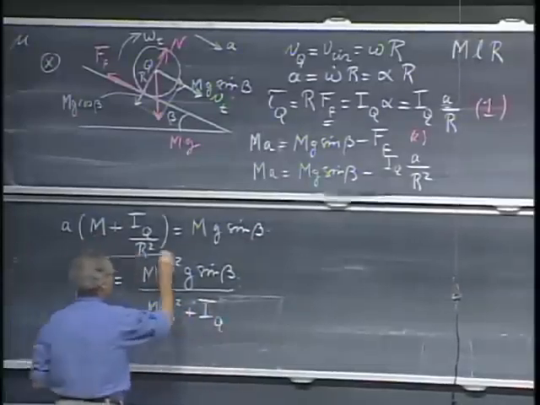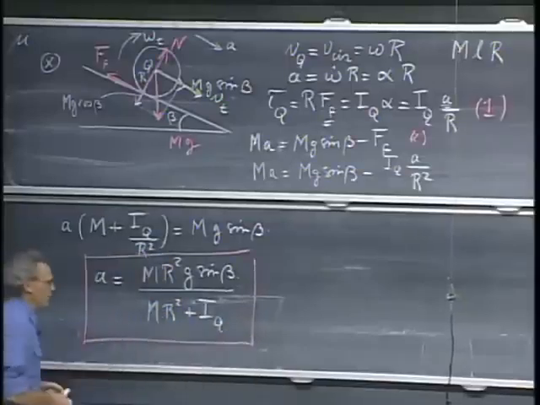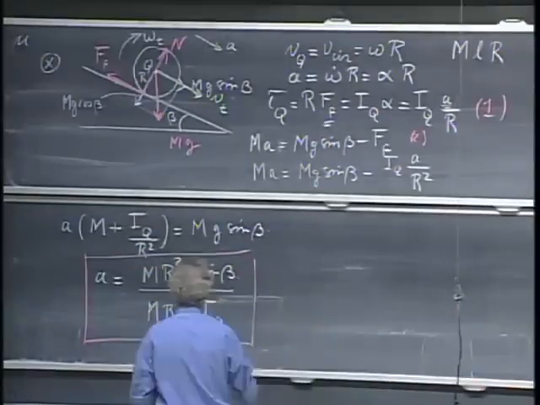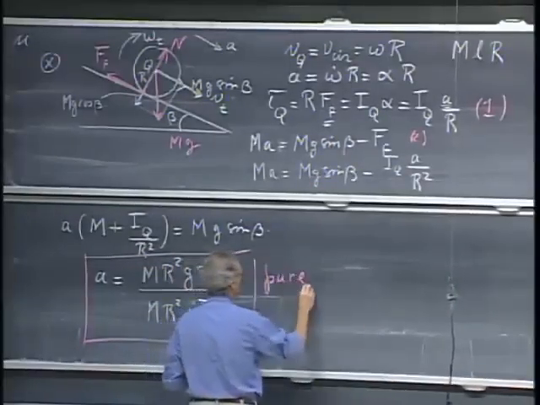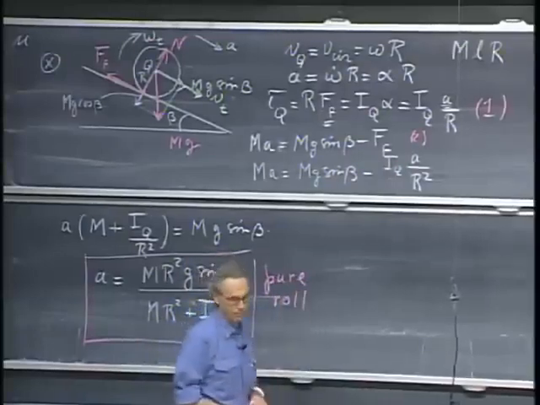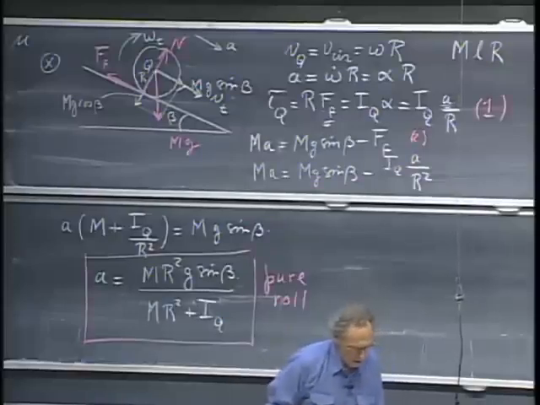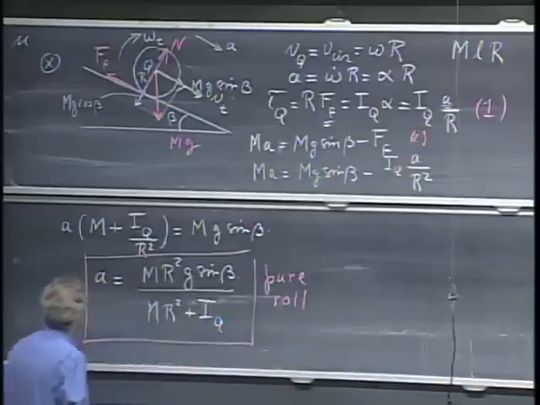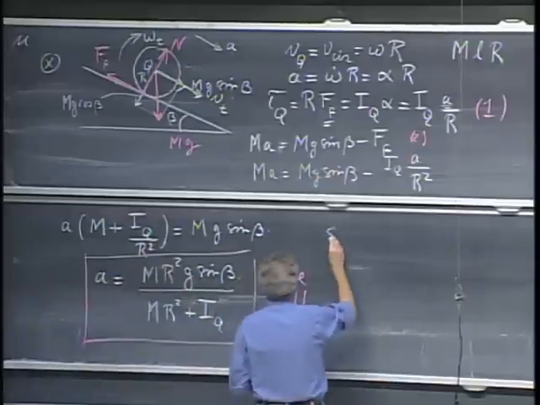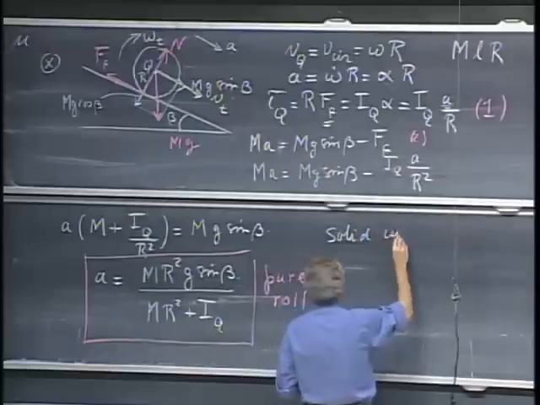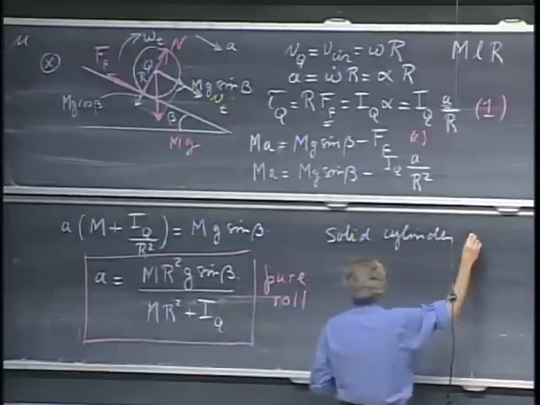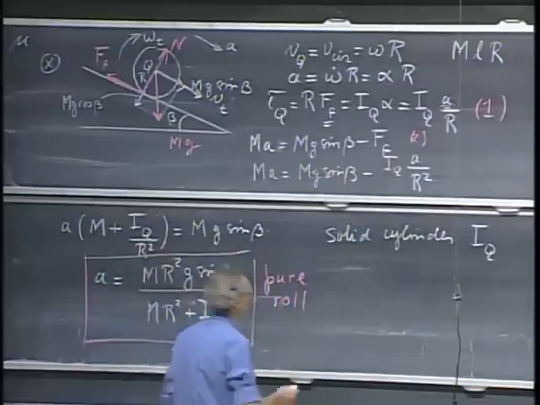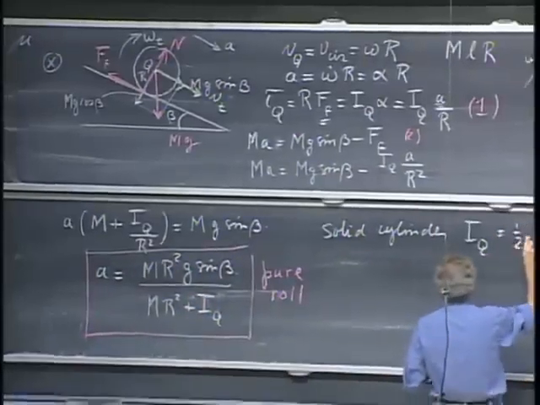And this is my result, and all I have to put in now is the moment of inertia of rotation about that axis. I want to remind you, though, that this is only true if we have a situation of pure roll. So we can now substitute in there the values that we have for a solid cylinder. If we have a solid cylinder, then the moment of inertia about this axis through the center of mass, which I've called Q, equals 1/2 mr squared.